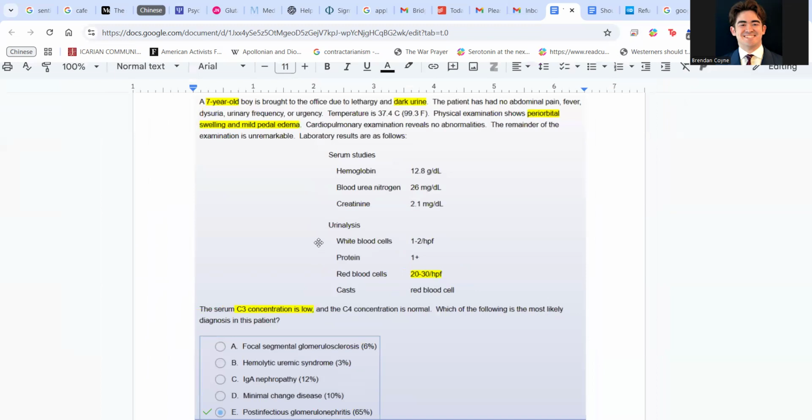Some of the key highlights here: this is a pediatric population, so already, that's where you primarily see PSGN. He's coming in with dark, gross urine. He has some periorbital swelling, very mild pedal edema, so nephritic syndrome. On urinalysis, we see a lot of blood and some white blood cells. You see red blood cell casts, and then ding, ding, ding, right here is the low C3 but the normal C4. That's most consistent with PSGN.